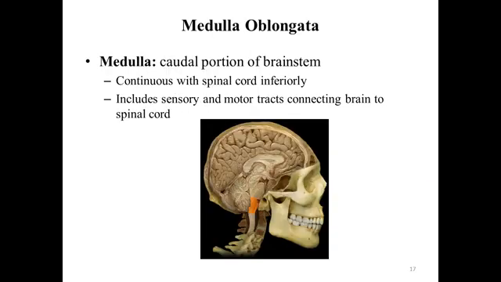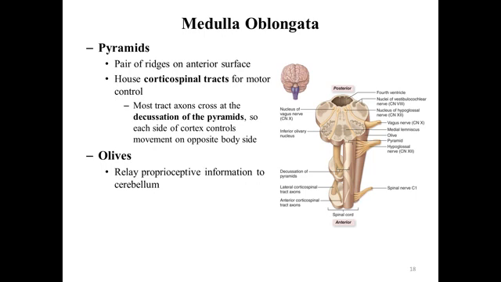The most caudal portion of the brainstem is the medulla oblongata, which is continuous with the spinal cord. The medulla oblongata has sensory and motor tracts that connect the brain to the spinal cord. All communication between the brain and spinal cord involves tracts that ascend or descend through the medulla oblongata. The pyramids house the motor projection tracts called the corticospinal or pyramidal tracts.